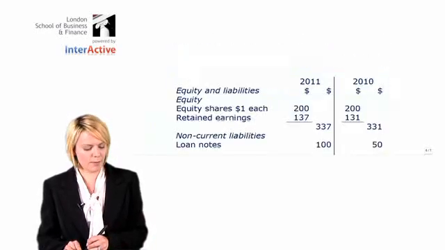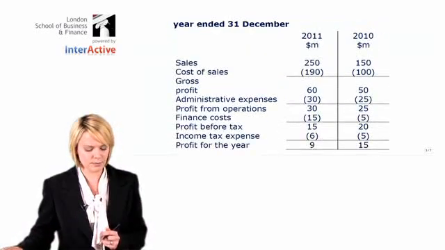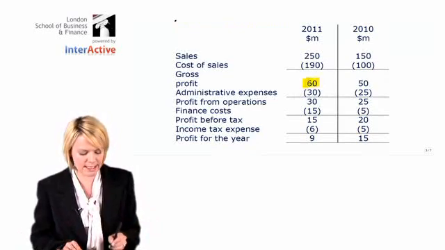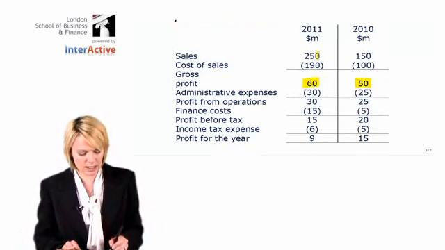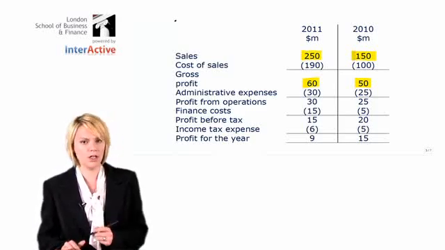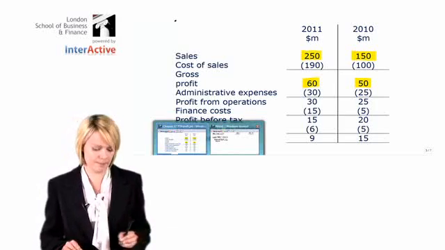So, profit margins really affect the statement of comprehensive income. And we can see then that gross profits for both years were 60 and 50, and sales revenue was 250 and 150. So we've got the numerator and the denominator, so let's pop them in.